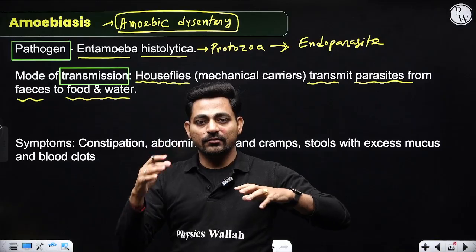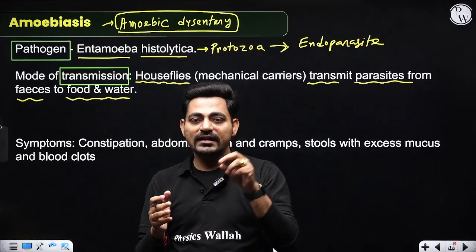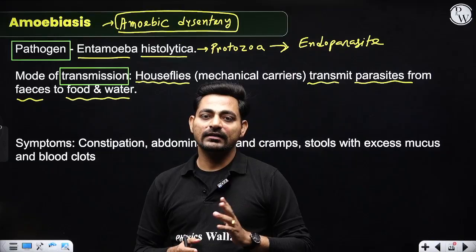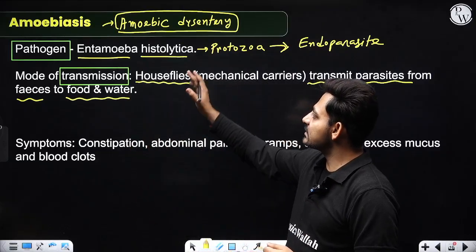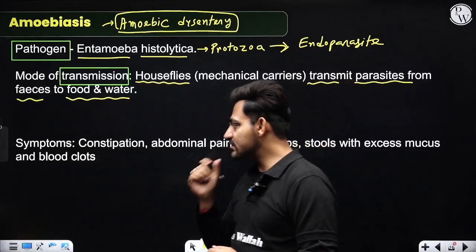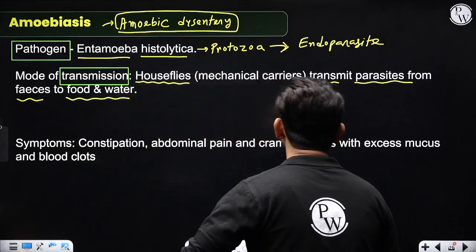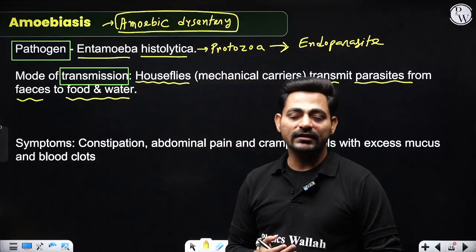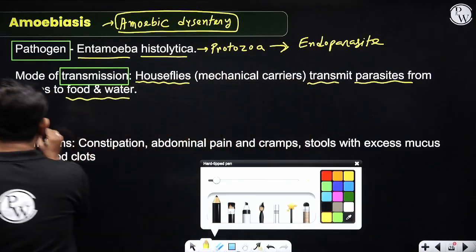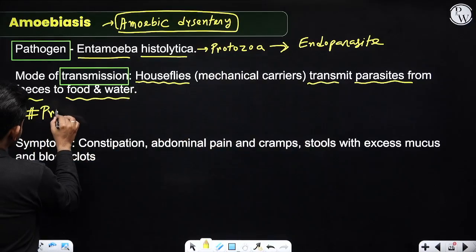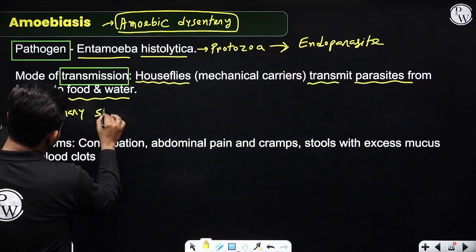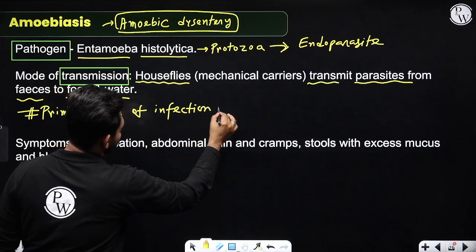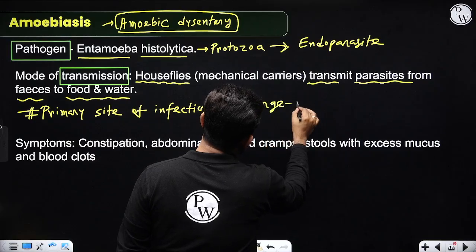Now if the same housefly infects the food or water whatever we are eating or drinking, then that will transmit this Entamoeba inside our digestive system. Okay, and the primary site of infection for Entamoeba histolytica is our large intestine. Primary site of infection is large intestine.